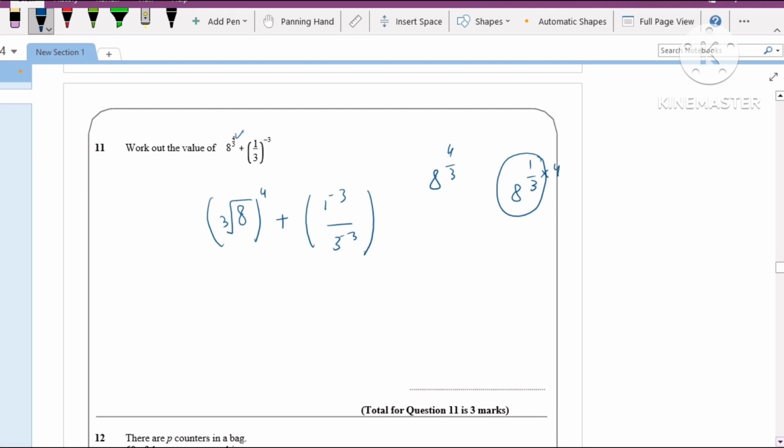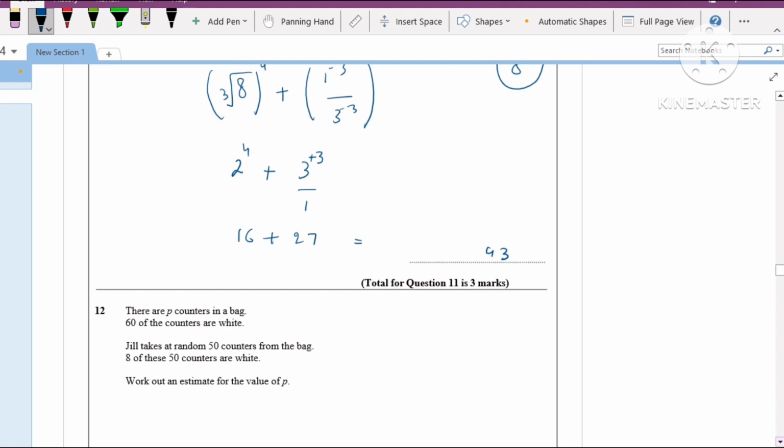So the cube root of 8 is 2 power 4. Plus, we will take the reciprocal of these two to make the power positive. This minus 3 becomes positive 3 when it goes up into the numerator, and 1 power 3 will be 1. So 2 power 4 is 16, 3 power 3 is 27. You add these two numbers and that will be 43. This is your answer for question number 11. So question number 12, the next question.